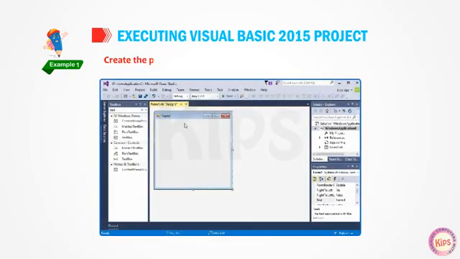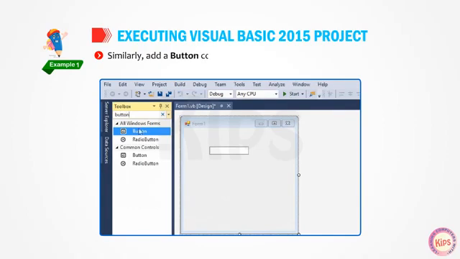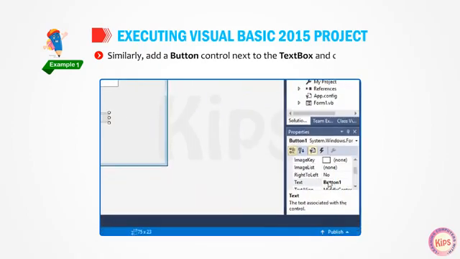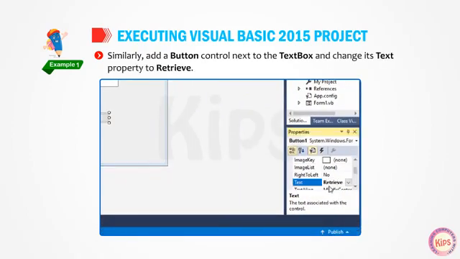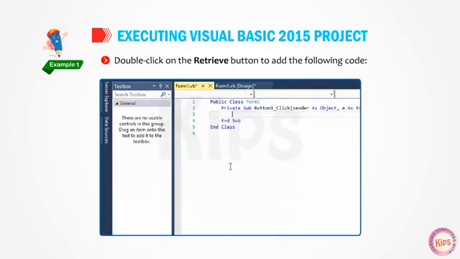Example. Create the program to view the message using text box control. Drag the text box control from the toolbox panel onto the form. Similarly, add a button control next to the text box and change its text property to Retrieve. Double-click on the Retrieve button to add the following code.